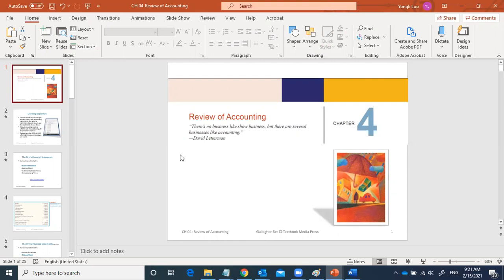Basically, chapters 4, 5, and 6 talk about financial accounting, so financial statement analysis and financial forecasting. So the basic here is a review of accounting. This is the chapter talking about the three major financial statements.